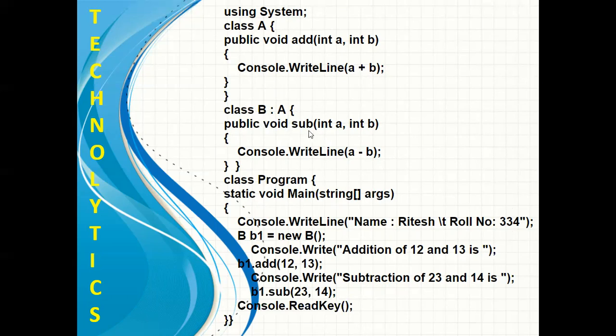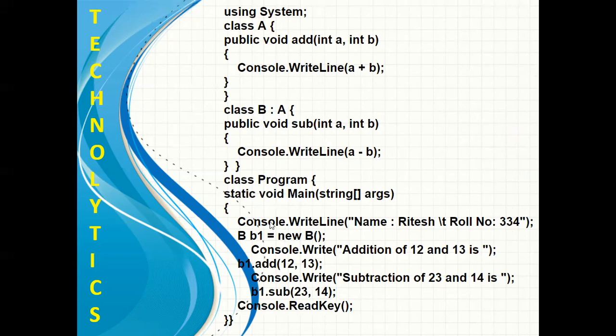Inside this B class we have defined one method sub. Here also we are passing two parameters and trying to get the subtraction of these two parameters. So in class A the add method is there and in class B the sub method is there, but the main point is class B has inherited class A. Now let's create another class Program just to start with the main method.